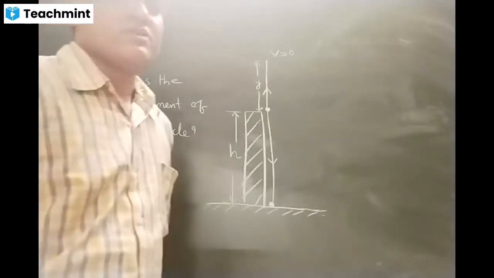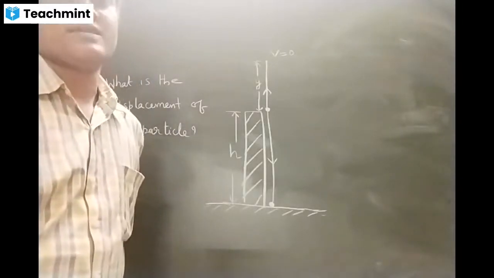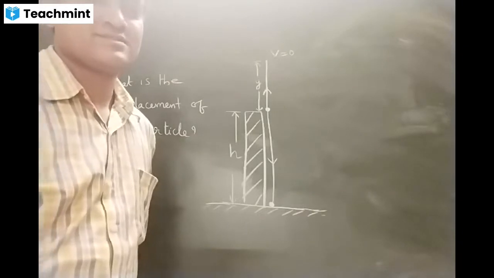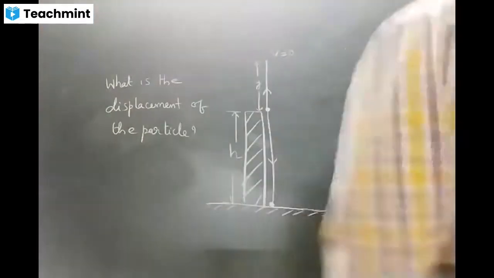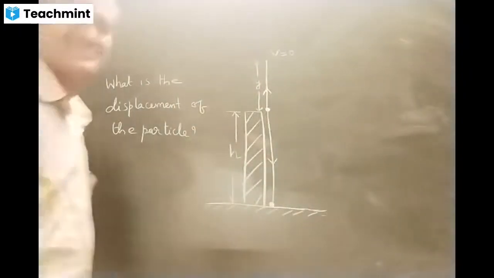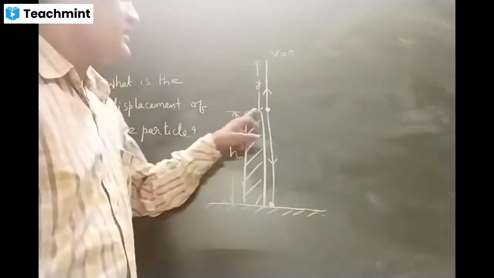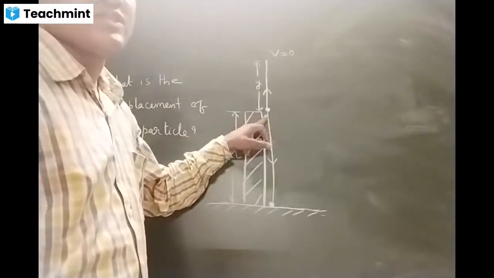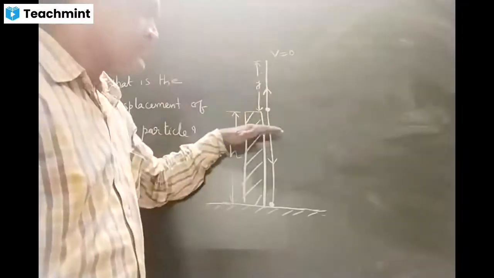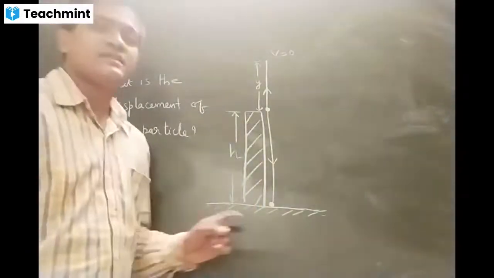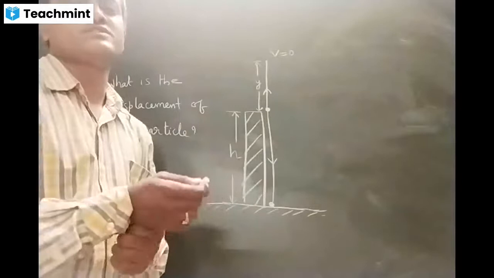But you are very close, but I will say that the answer is minus H. Why minus H? Sir, the particle is moving downwards. The upward direction I will take as positive, downward direction I will take as negative. Upward direction is always positive, downward direction is negative.